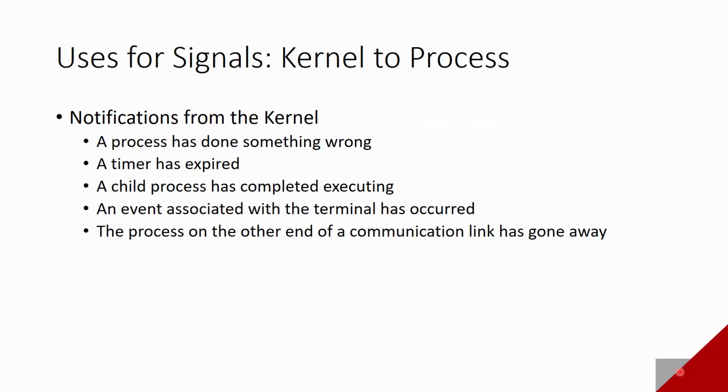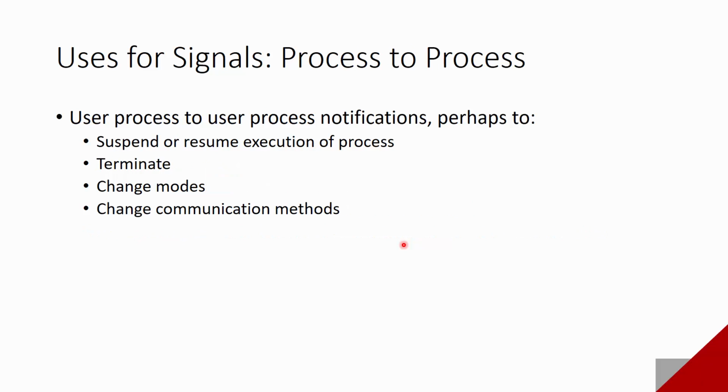So some of the uses for these things. In terms of notifications from the kernel, these are some typical reasons there. It could be because your process has done something horribly wrong. It could be because of more mundane things, like a timer has expired and your process needs to be notified about it. It could be because a child process of your current process has completed executing. Maybe there was some event associated with the terminal, or some process on the other end of a communication link has gone away. So something that needs to interrupt your process about some occurrence that's happened.